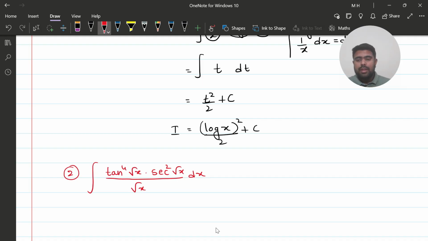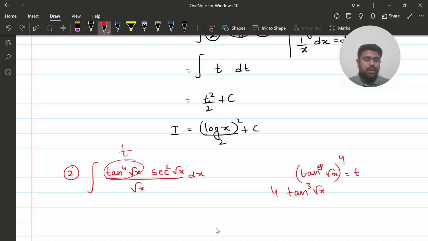Now if I substitute tan raised to 4 root x as t, what is the first thing that I will do using the chain rule? Tan raised to 4 is like x raised to 4, so first you will get 4 tan cube root x. This has become t because I have substituted it as t. The remaining tan cube x, I don't have at all. So if I substitute tan cube, I get 3 tan square, but no.